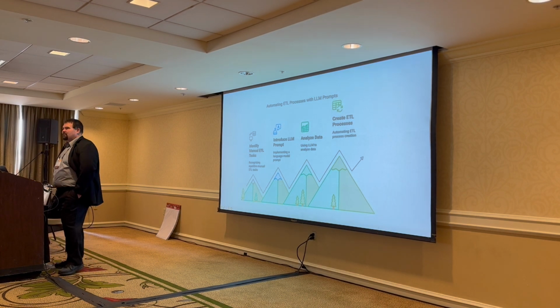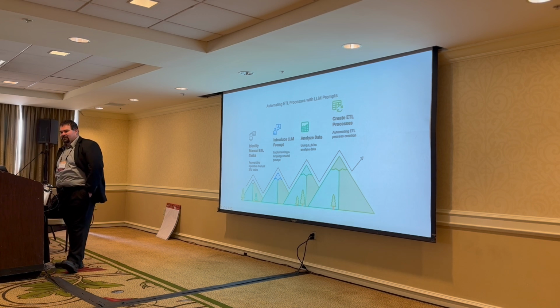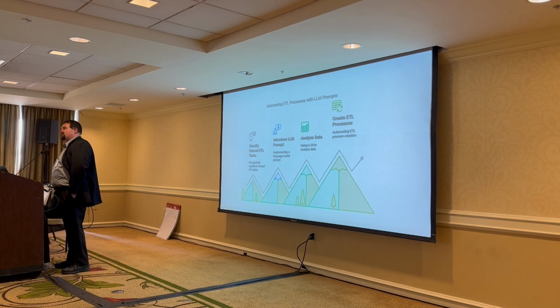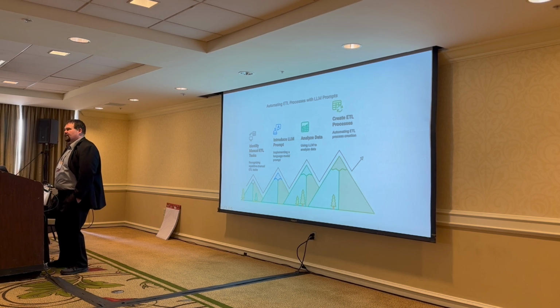So, when we're automating, and we do a lot of automation for our LLM data cleaning, we have to identify manual detail tasks. We have to introduce LLM prompts. Then we still have to go through and analyze whatever data the LLM prompts actually generate and do. And then we can create the final ETL processes. Make sure that no matter what you're doing with the data, you are measuring both the inputs and the outputs for bias.